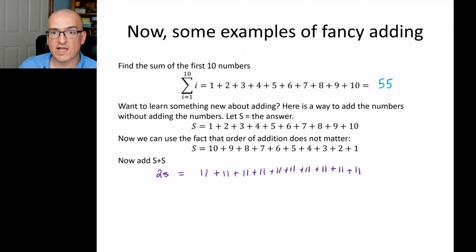Each column is 11. 8 plus 3, 6 plus 5, 4 plus 7, each of them add to 11. How many 11s do we have? 1, 2, 3, 4, 5, 6, 7, 8, 9, 10. I have 10 of them.